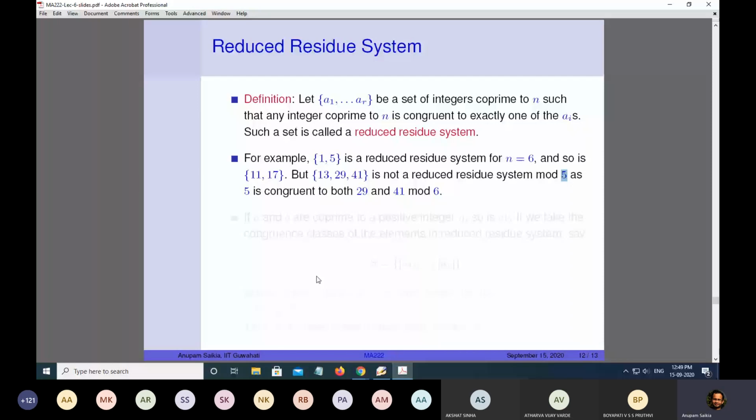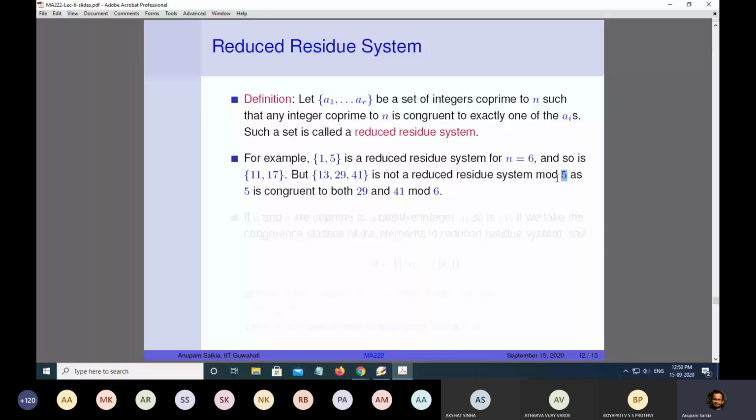So why did this set fail to be a reduced residue system? Because if I take any integer co-prime to 6, it will be congruent to one of them, but in this case, actually to 2 of them. For example, 5 will be congruent to 29 as well as 41. That is not desirable. So there is redundancy. You take 13 and 29, which is fine, or 13 and 41 will also be fine. But if you take only 13, that will not be sufficient because that will not cover 5. 5 will not be congruent to 13 mod 6, and 5 is co-prime to 6.